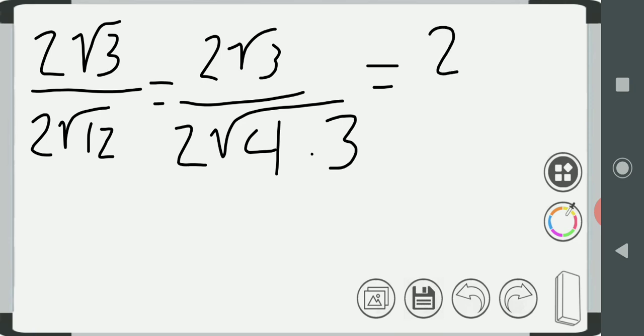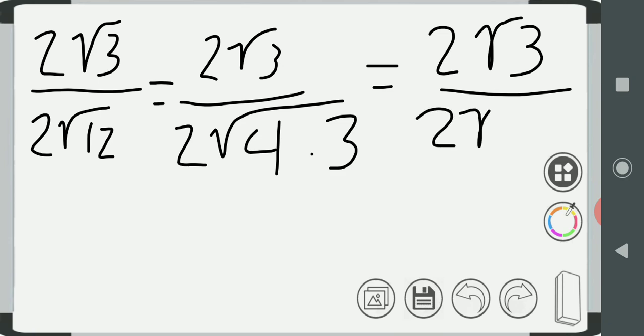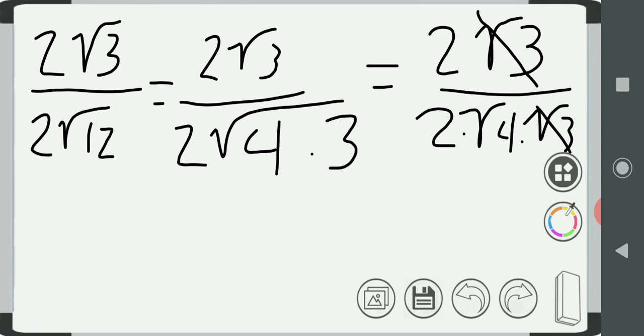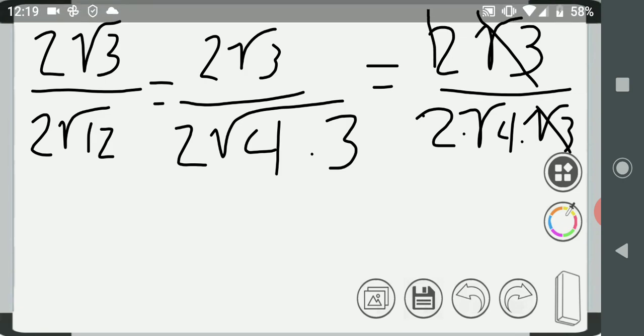All right, 2 times the square root of 3 all over 2 times the square root of 4 times the square root of 3. All right, so I took them and I put them under each of their own houses, which once again is lovely because look at that. I can go ahead and cross out top and bottom. Square root of 3 goes bye-bye. And not just that, but look at this. There's a 2 top and bottom that I can nicely cross out also.